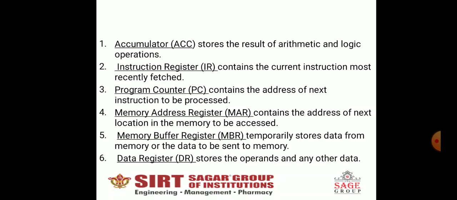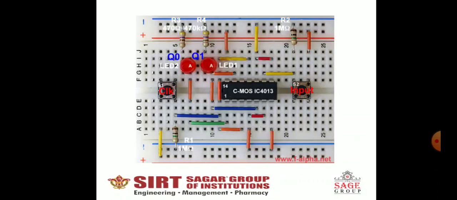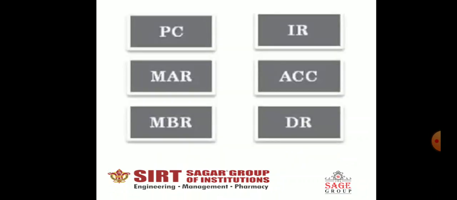When we do programming, we need to store intermediate results, so here we use these types of registers, in which we use wires and conductors. This is a diagram of a register. Now the short forms of the registers. The short forms of the registers are DR, ACC, MAR, MBR, PC, and IR.